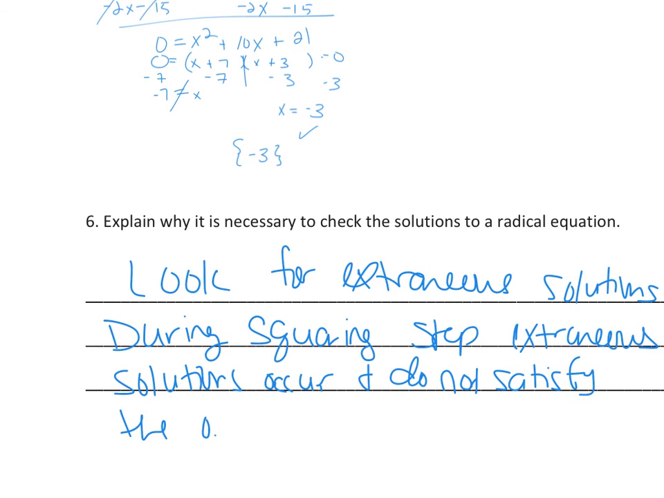the original problem. This is basically because you'll get answers that give you a negative inside the radical or result in an answer that doesn't result in a negative. And remember that you can't get a negative out of a radical, but it all basically happens in the squaring step because you're multiplying the problem by itself, which creates extra answers.